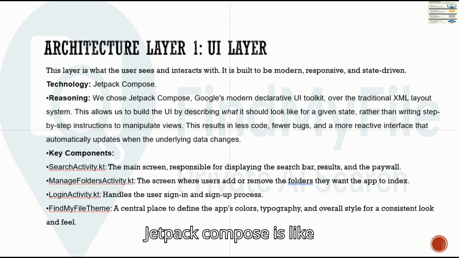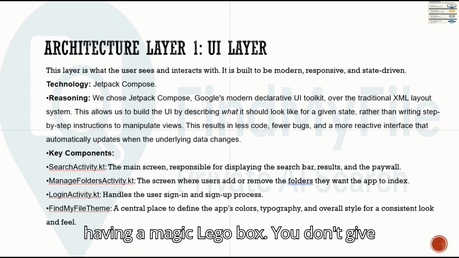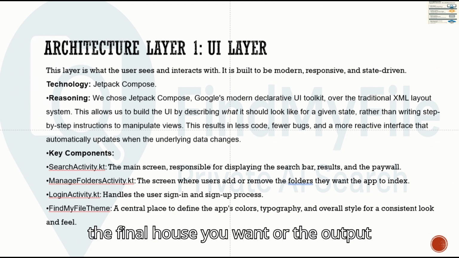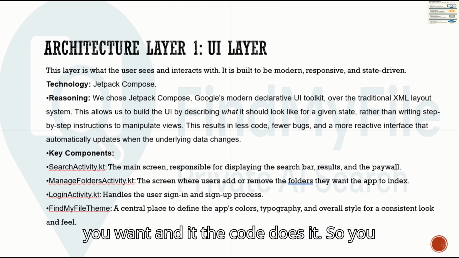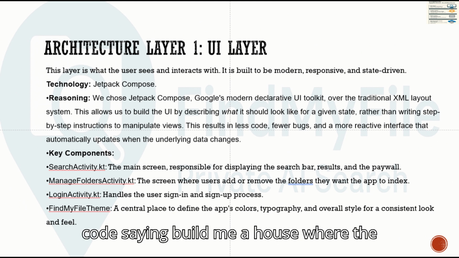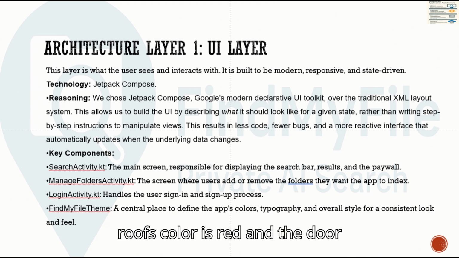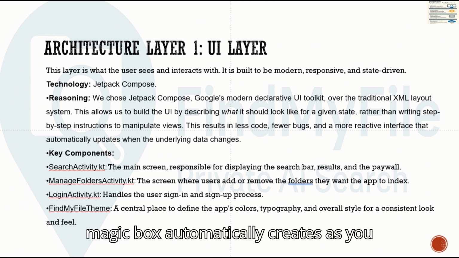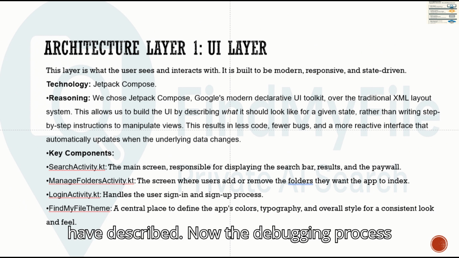Jetpack Compose is like having a magic Lego box. You don't give step-by-step instructions. You just describe the final house you want, or the output you want, and the code does it. So you write a single magic instruction in your code saying, "Build me a house where the roof's color is red and the door's color is blue," and that's it. The magic box automatically creates what you have described.